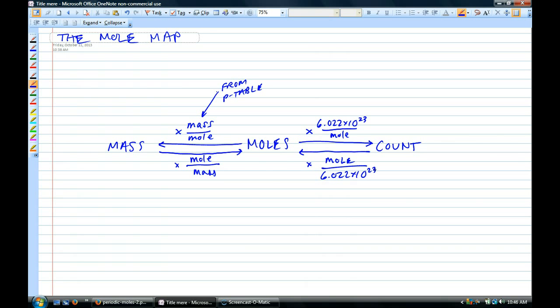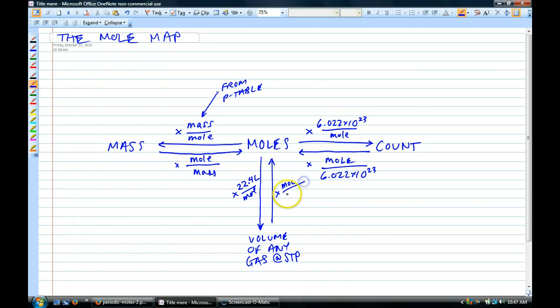And finally, if you are talking about a very specific case, the volume of any gas at standard temperature and pressure, to go from moles to the volume of any gas at standard temperature and pressure, you're going to be multiplying by 22.4 liters per mole. And to go backwards, you'll just use the inverse of that. So you'll be multiplying mole over 22.4 liters.